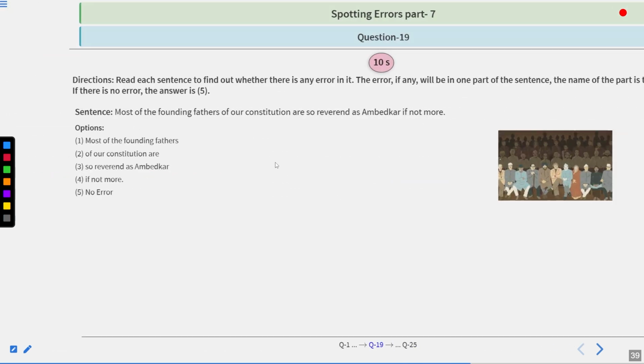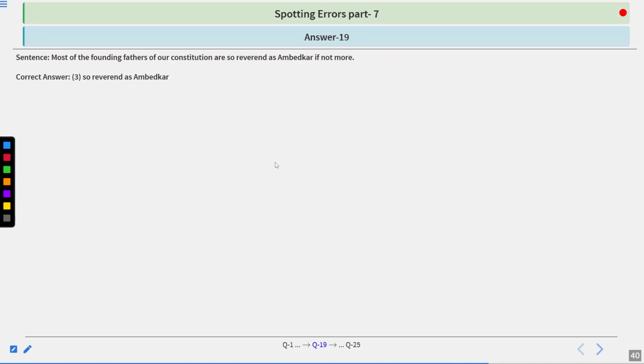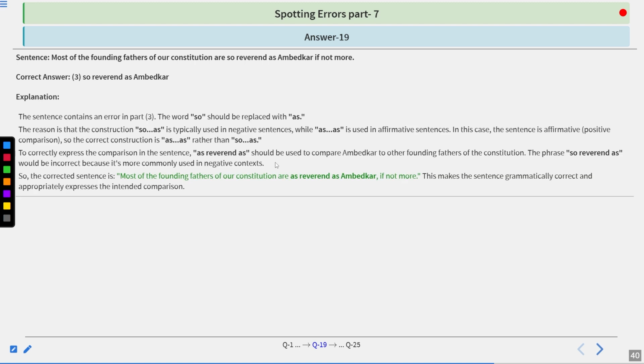Let's move to the next question. Most of the founding fathers of our constitutions are so relevant as Ambedkar, if not more. Options are given below. The correct answer is option number 3, so relevant as Ambedkar. The explanation is the word so should be replaced with as.